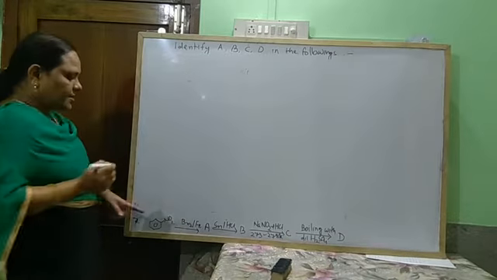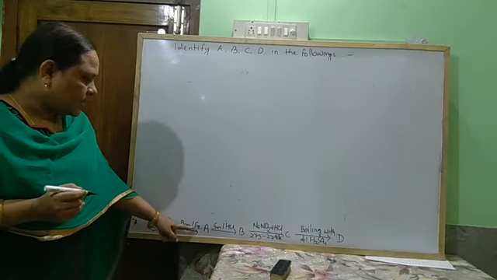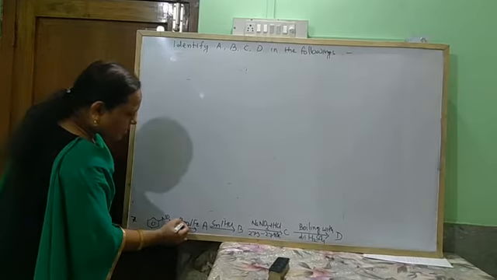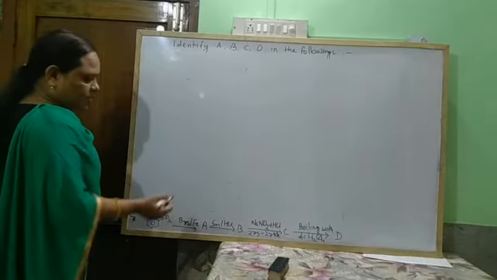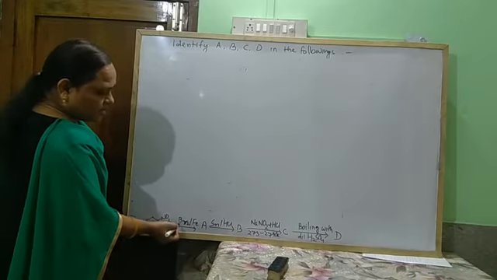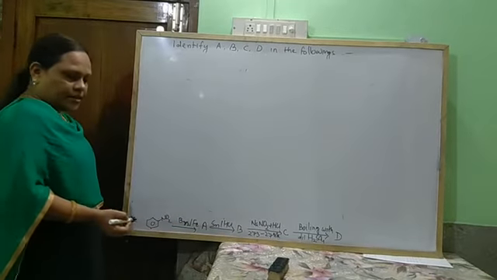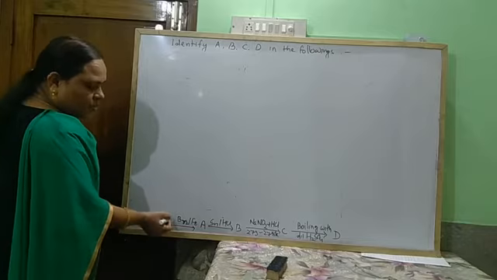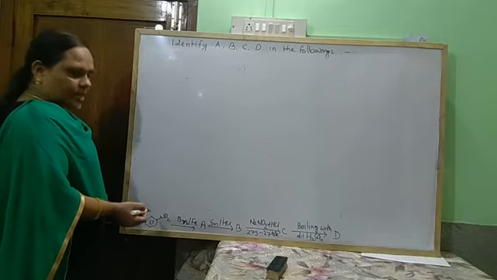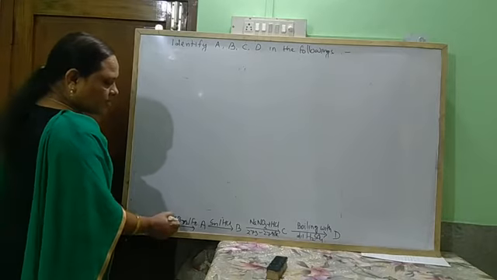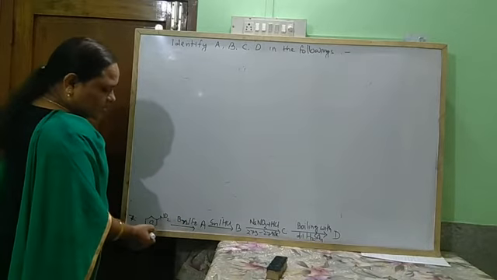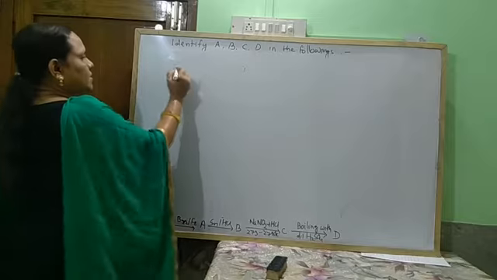So nitrobenzene treated with bromine in presence of iron. Sorry, when nitrobenzene is treated with bromine in presence of iron, then it undergoes an electrophilic substitution reaction. And the nitro group is a meta directing group. In this step, the bromination takes place at the meta position.